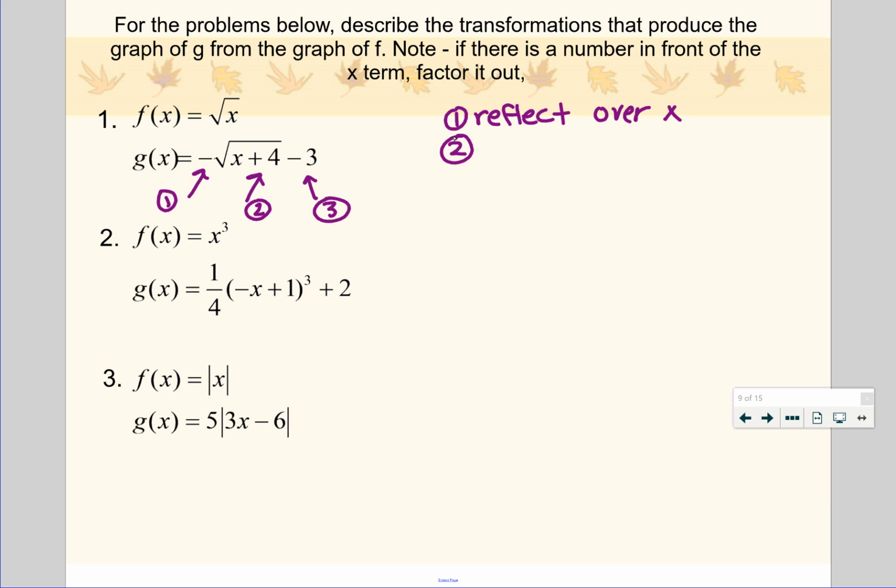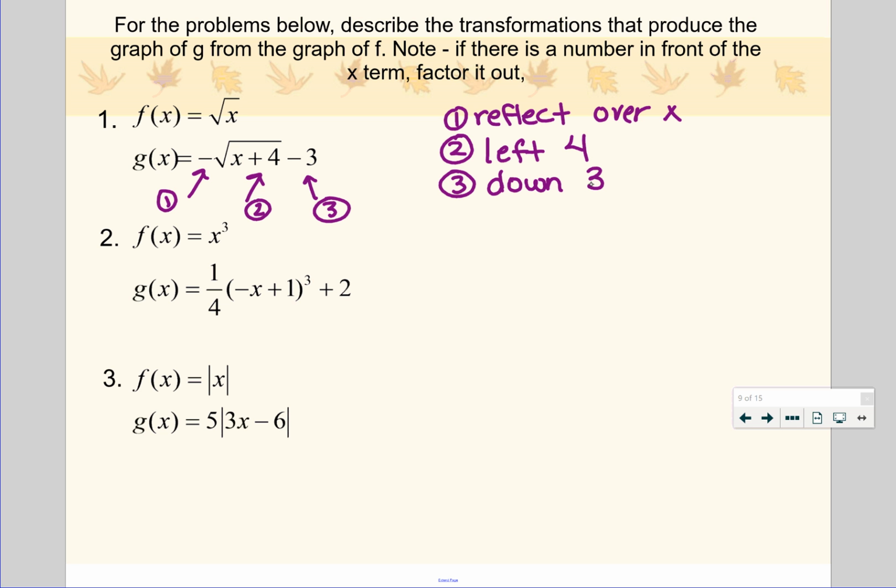I have a +4 inside the parent function. So if you're looking at your chart, that's a C. C is added on the inside. Now it's a positive number that's added on. So if it's a positive number added on the inside, which way do we shift? We shift to the left. Now that's a little counterintuitive, but we are going to go to the left on that graph. And then the -3 at the end does what? Vertical shift, down 3. Those are your transformations. Let's try the next one.